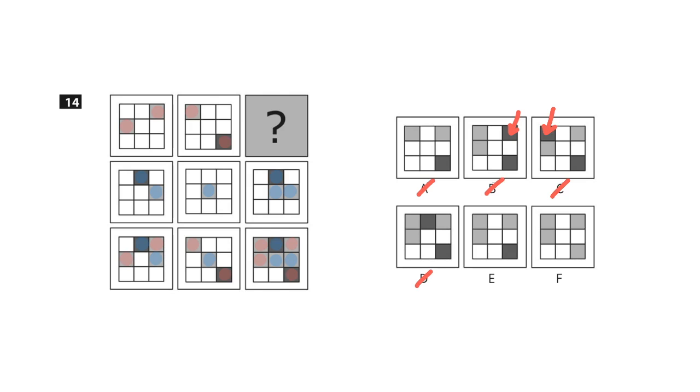F has 4 squares shaded, but we need a dark one to be here. This is present in E. E has the 2 lighter squares here, like this, the lighter square here, like this, and the darker square in the bottom right-hand corner, like this.